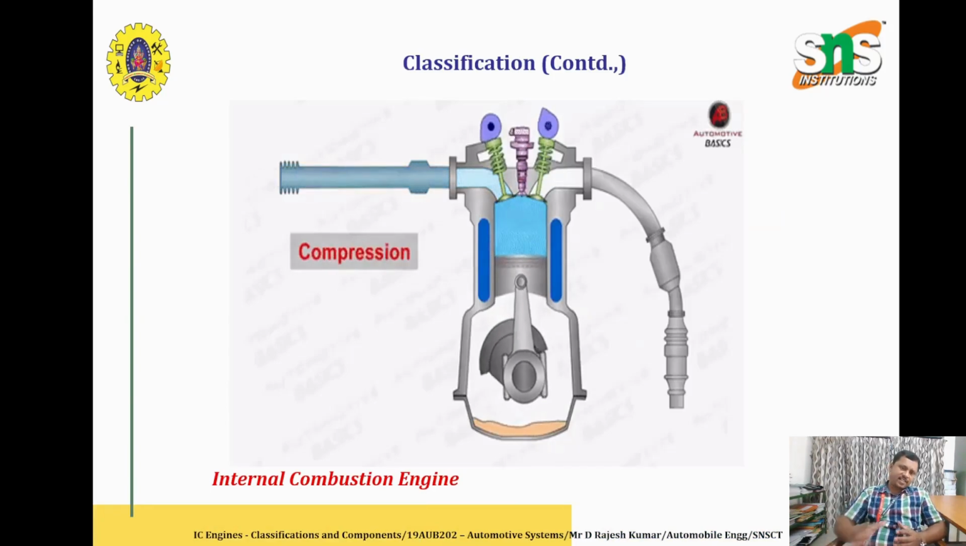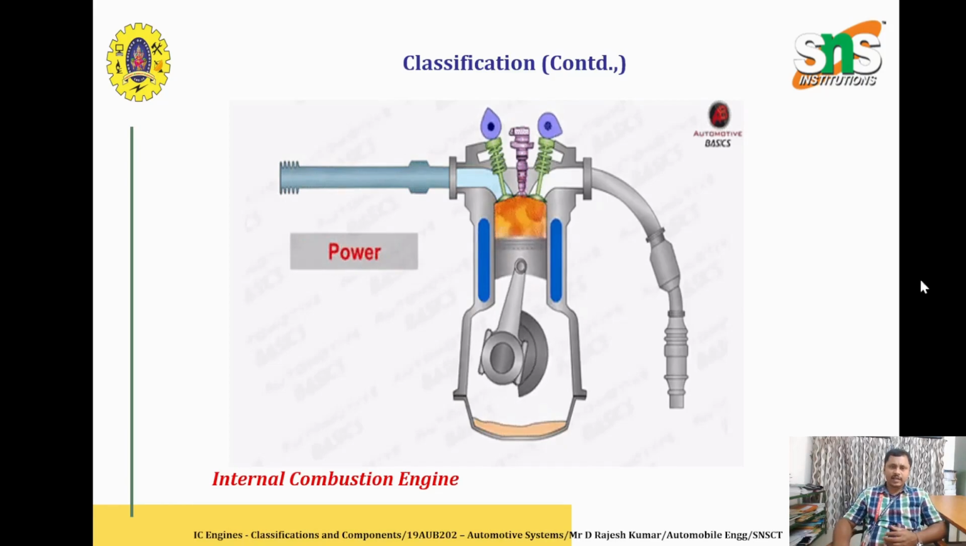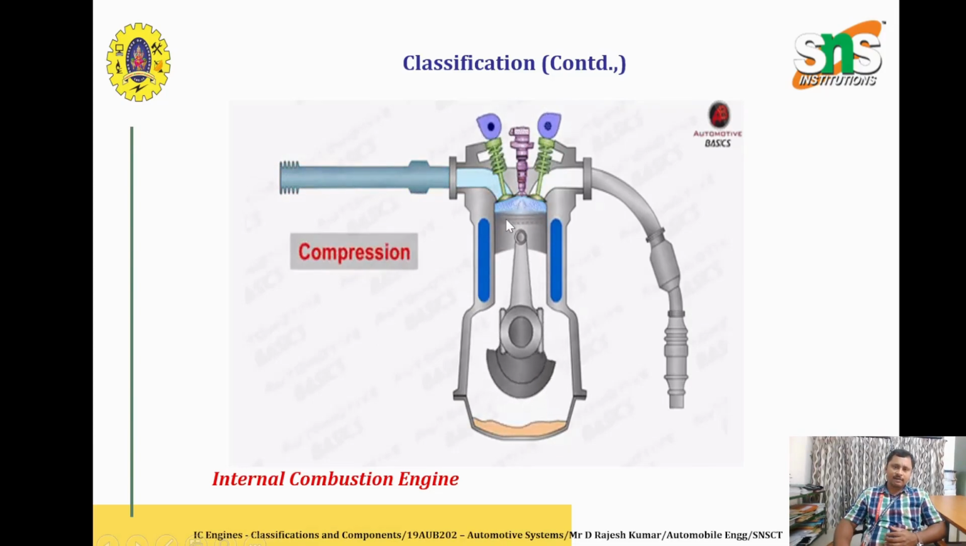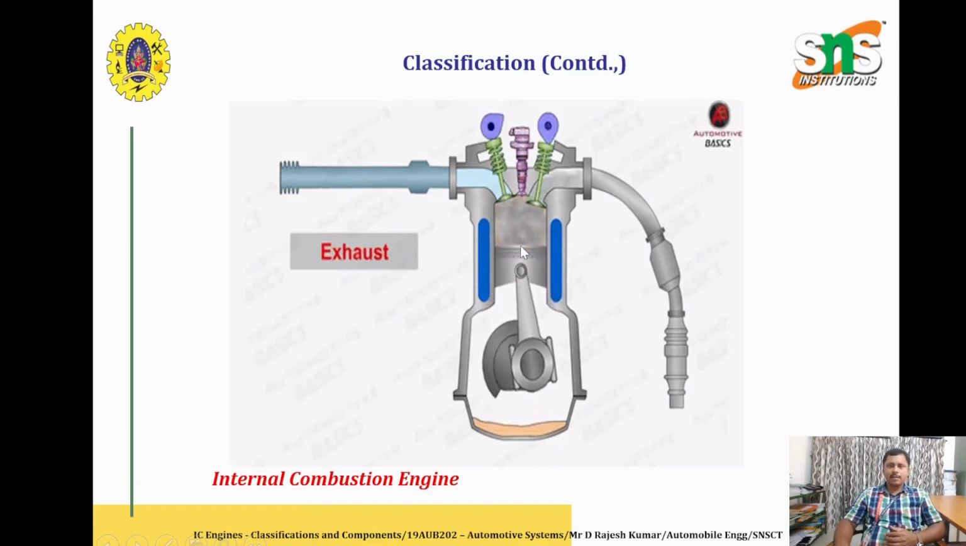Now you can see an example of the internal combustion engine. There are two passages. The first is the inlet passage, through which the fresh charge of fuel comes inside. Then comes the compression, where both the passages are kept closed and the piston compresses the fuel. There is a mechanism which is used to produce a spark. This is called the spark plug.